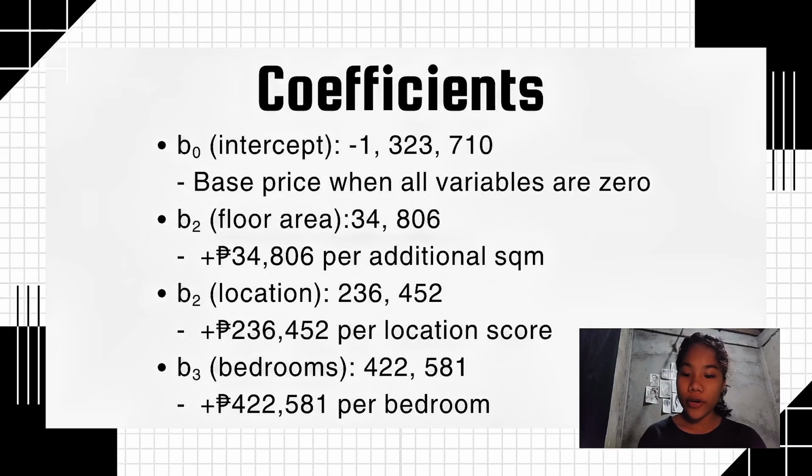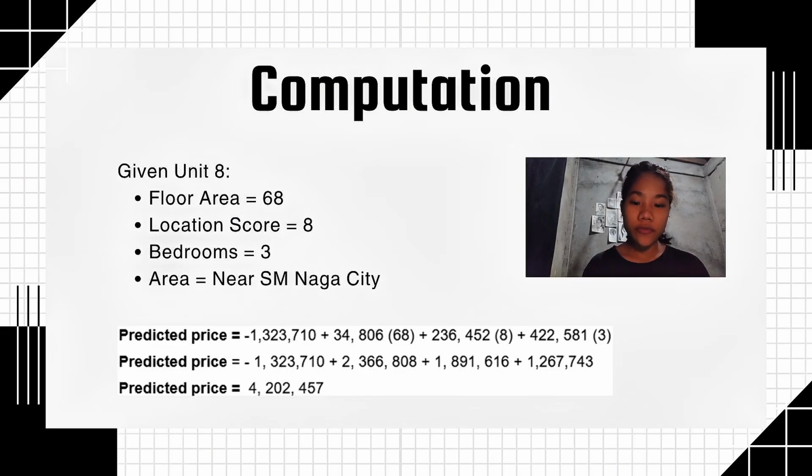And last, we have 422,581, which is the coefficient for bedrooms. For every additional bedroom, it adds 422,581 pesos to the predicted price. Now let us use this equation to find the predicted price on Maria's unit.